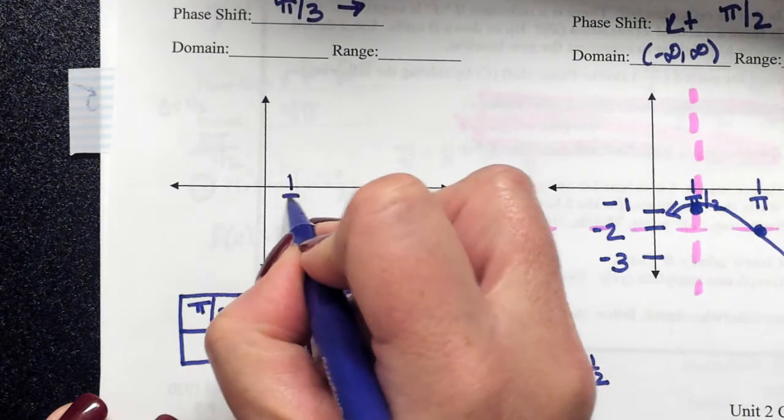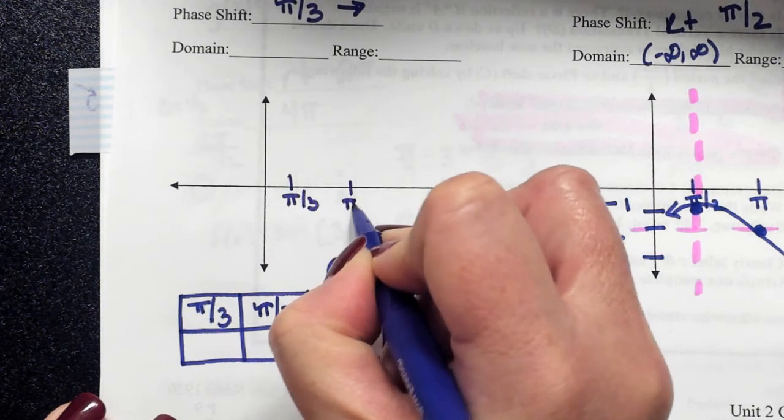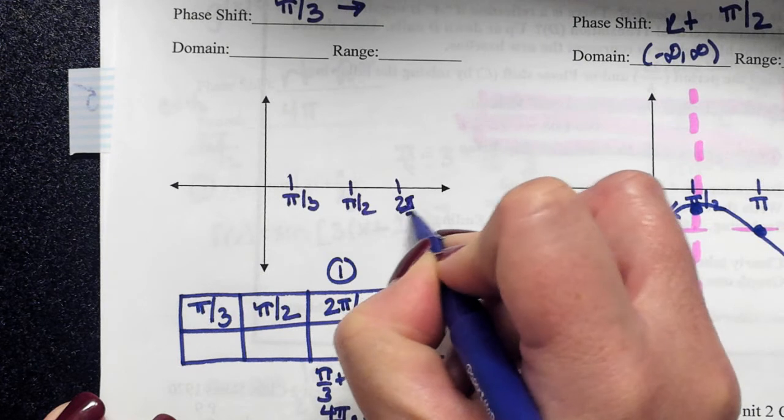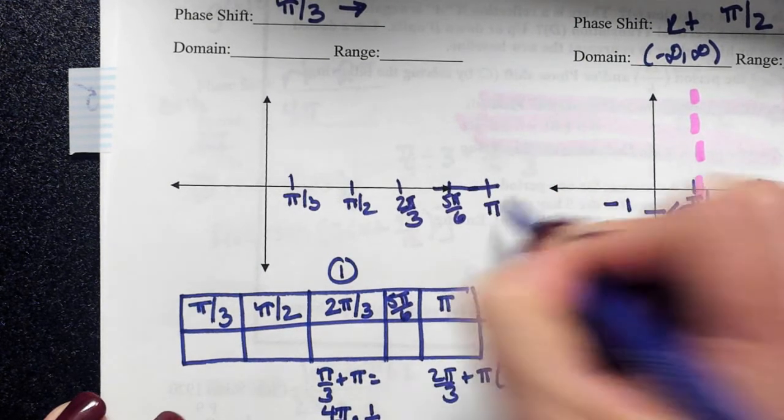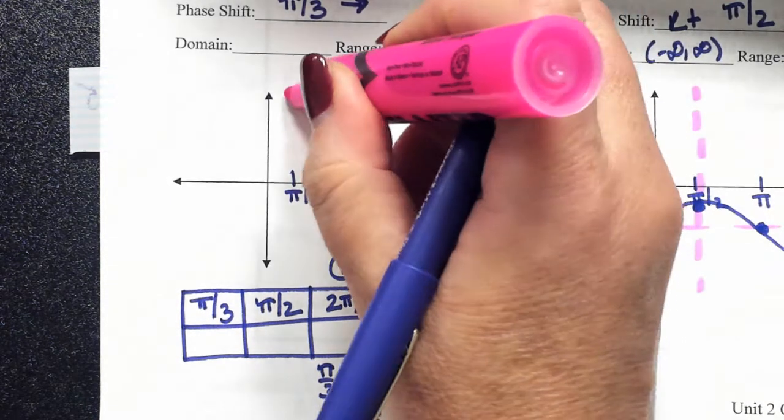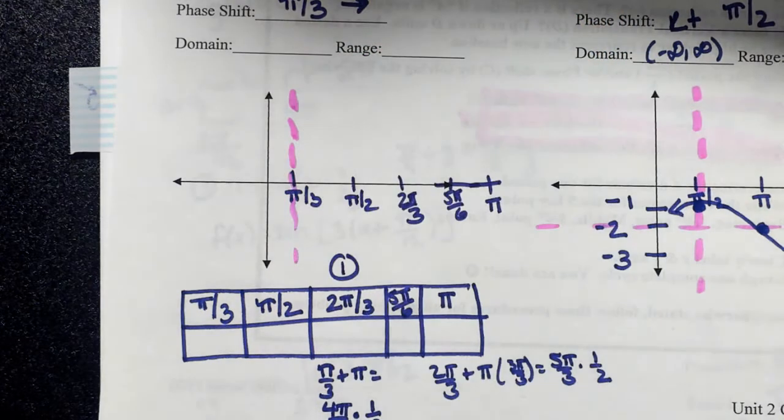So now I label my x-axis. I have pi over 3, pi over 2, 2 pi over 3, 5 pi over 6, and pi. Remember, I'm no longer starting on the y-axis. I'm starting at pi over 3. And I encourage you to do this highlight. I mentioned this when we were doing vertical shifts. A very common error students make is they constantly want to put that first point back on the y-axis. So this hopefully is a visual reminder that I'm not starting on the y-axis. I'm starting at that x value of pi over 3.